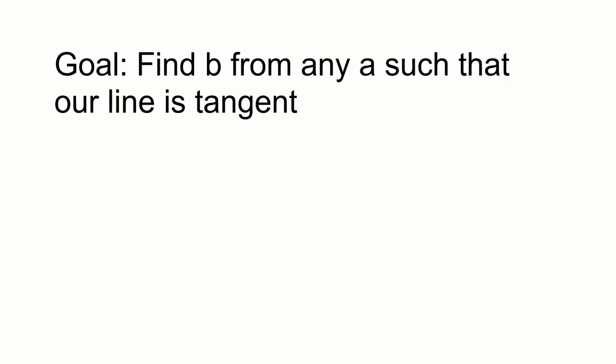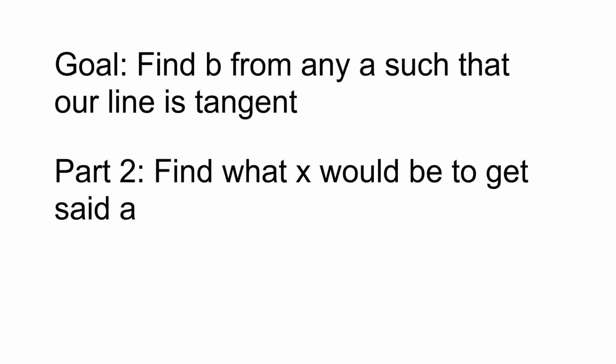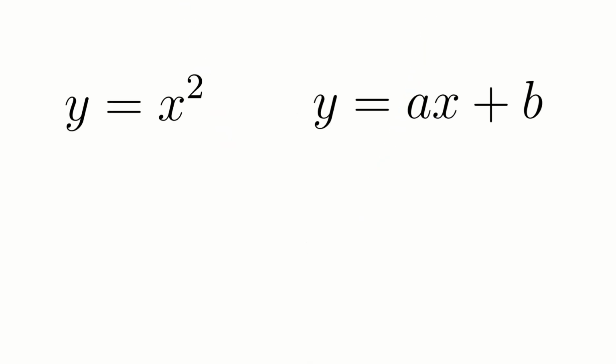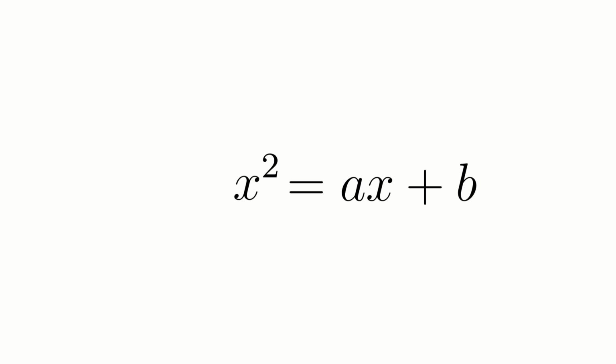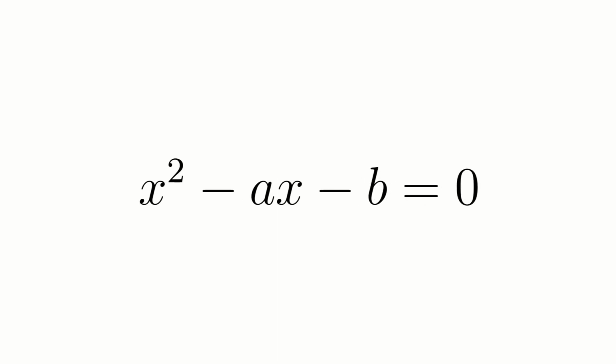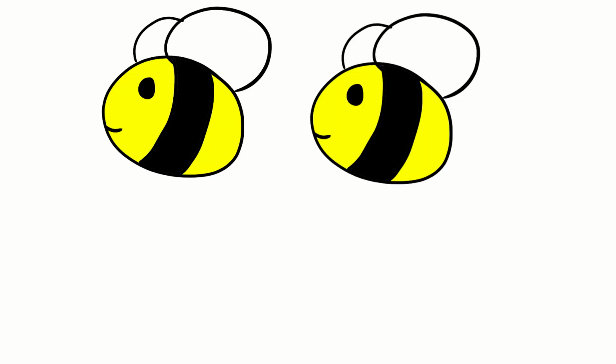So we have our supposed tangent line y equals ax plus b, and the goal is to express b in terms of a such that the line is tangent to the parabola, and then we want to find the tangent point. So let's just find the intersection points by setting them equal to each other, and we get the equation x squared equals ax plus b, which becomes x squared minus ax minus b equals 0. A simple quadratic equation where we just need to pick a and b such that there's only one point of intersection. And to find out what we want b to be, we just complete the square.